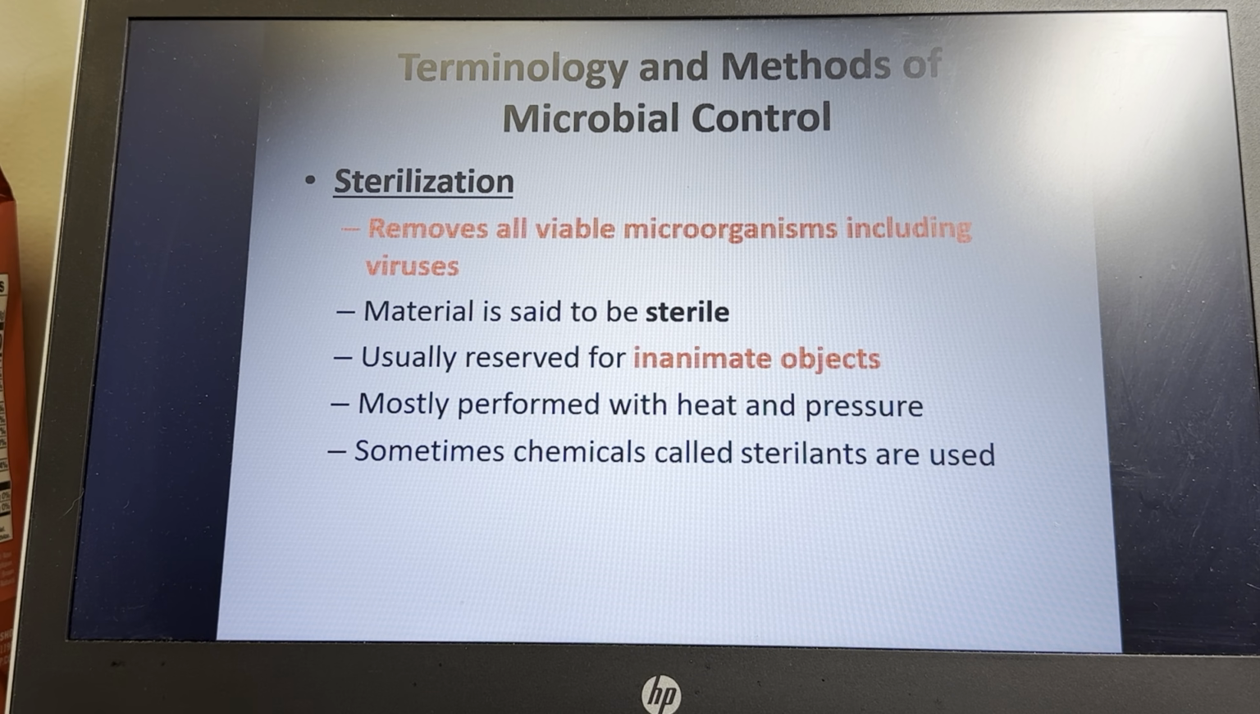But the key is that if you're going to sterilize something and be able to call it sterile, like think of surgical tools, instruments used in the operating room, they have to be able to stand up to heat and pressure.